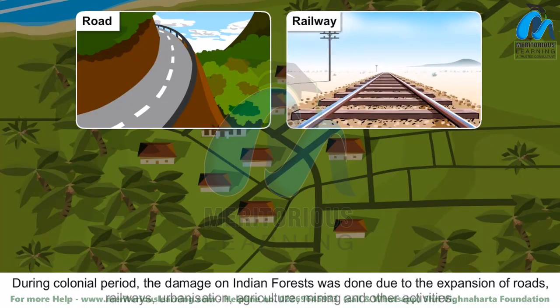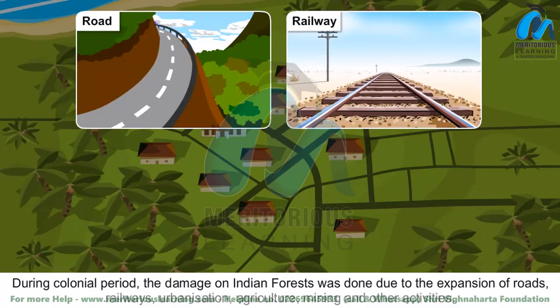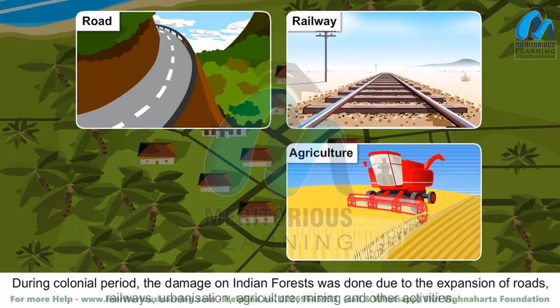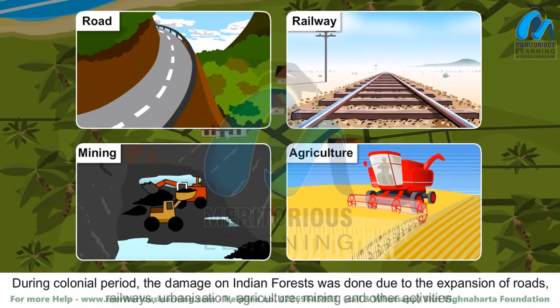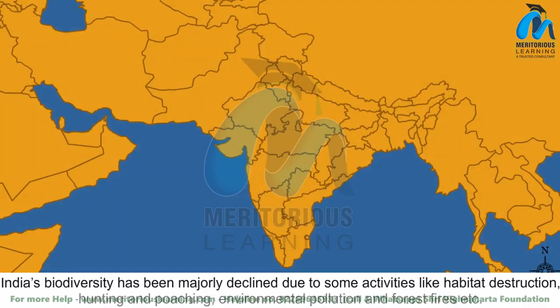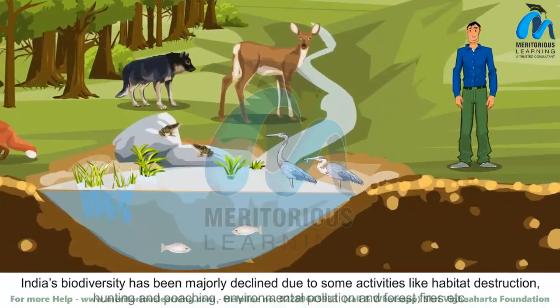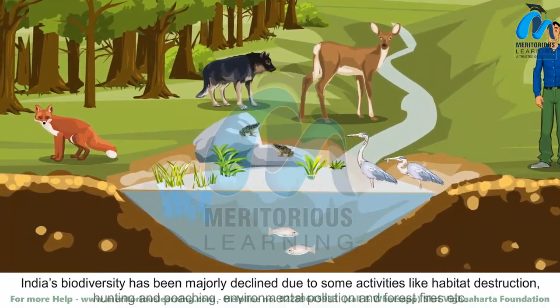railways, urbanization, agriculture, mining and other activities. India's biodiversity has been majorly declined.